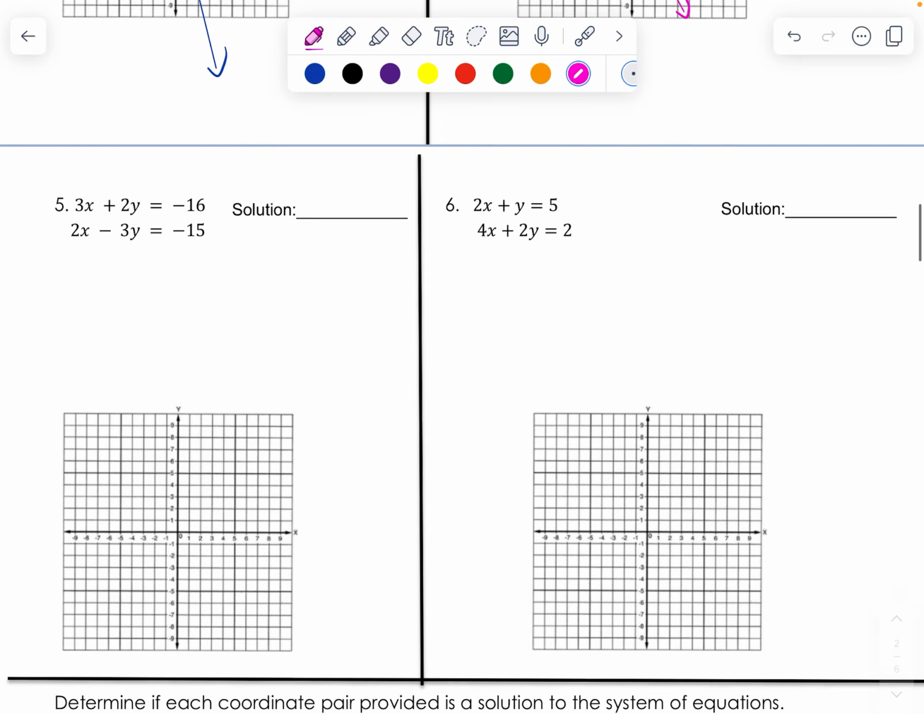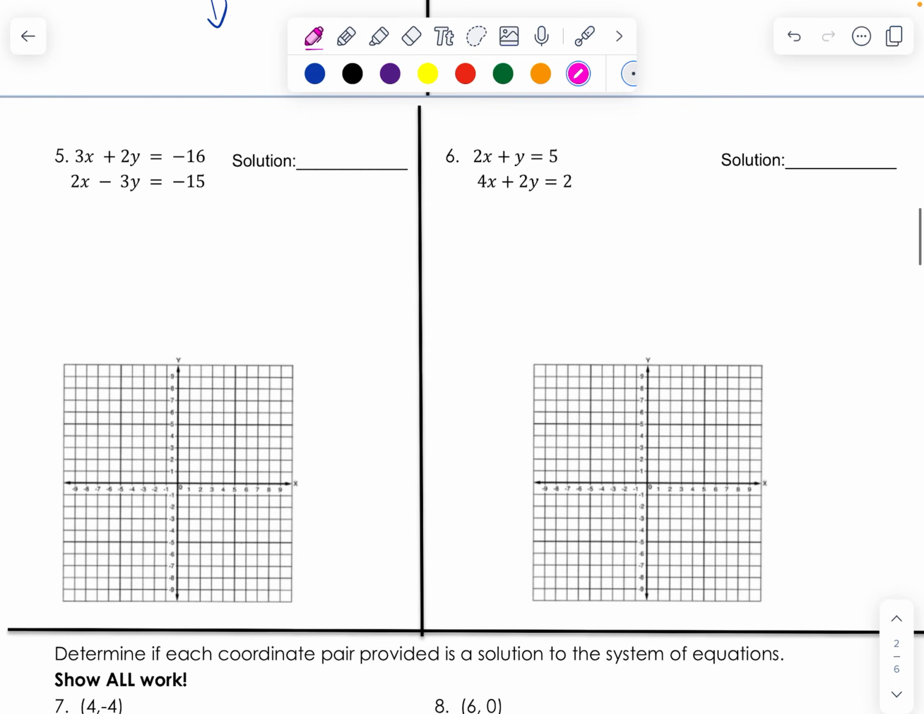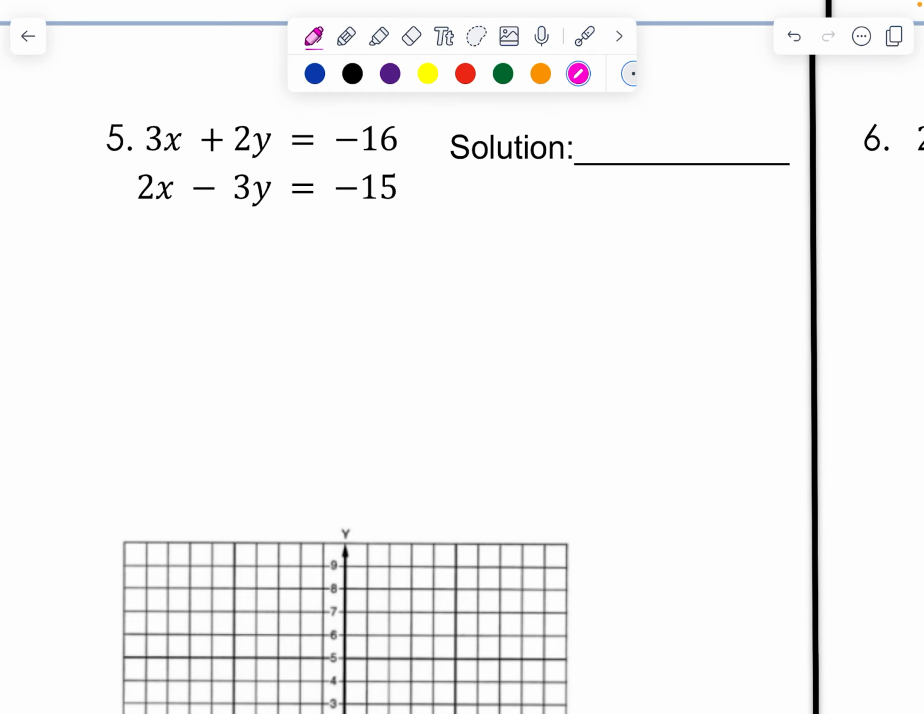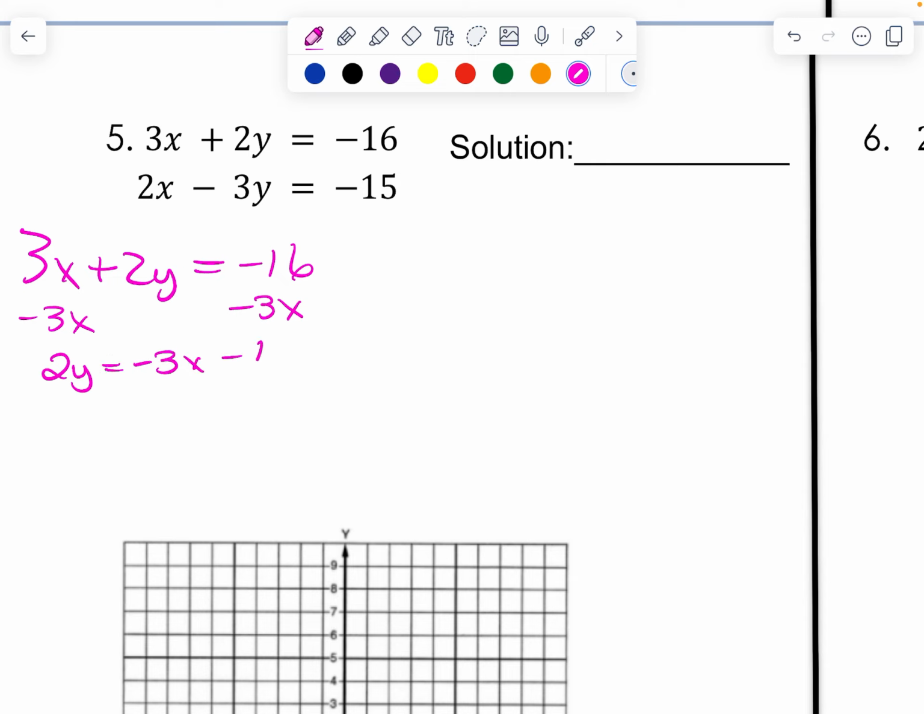Down here, I have 3x plus 2y equals negative 16. I subtract 3x from both sides. I get 2y equals negative 3x minus 16. I divide by 2. Y equals negative 3 over 2 x minus 8.